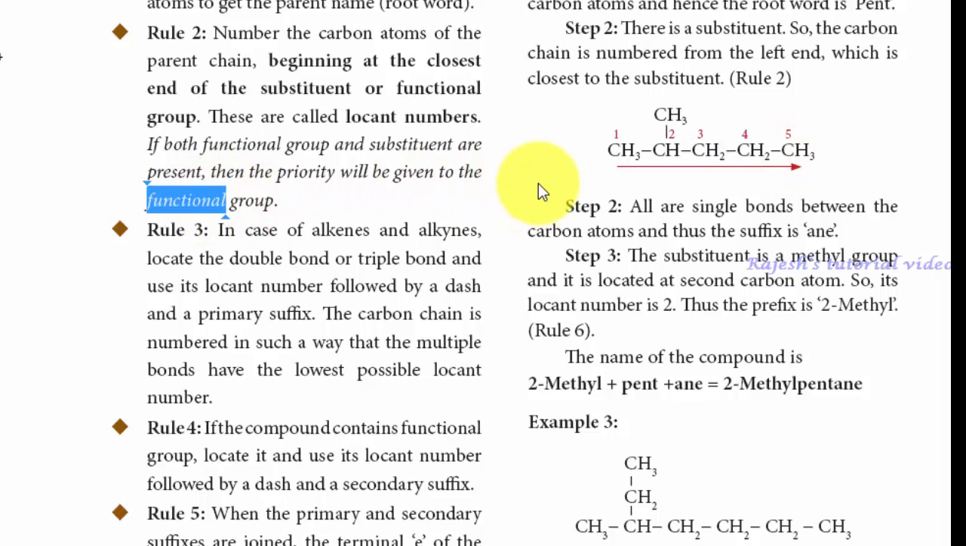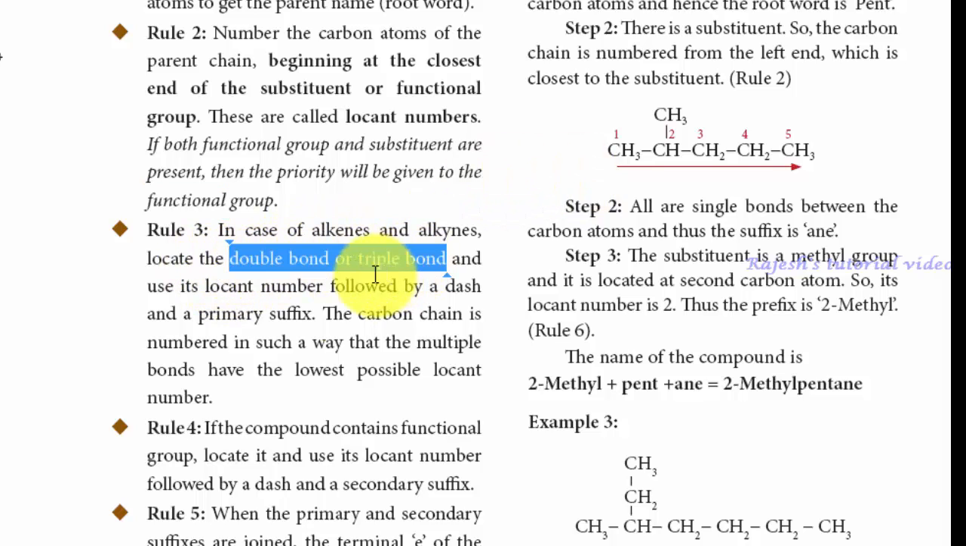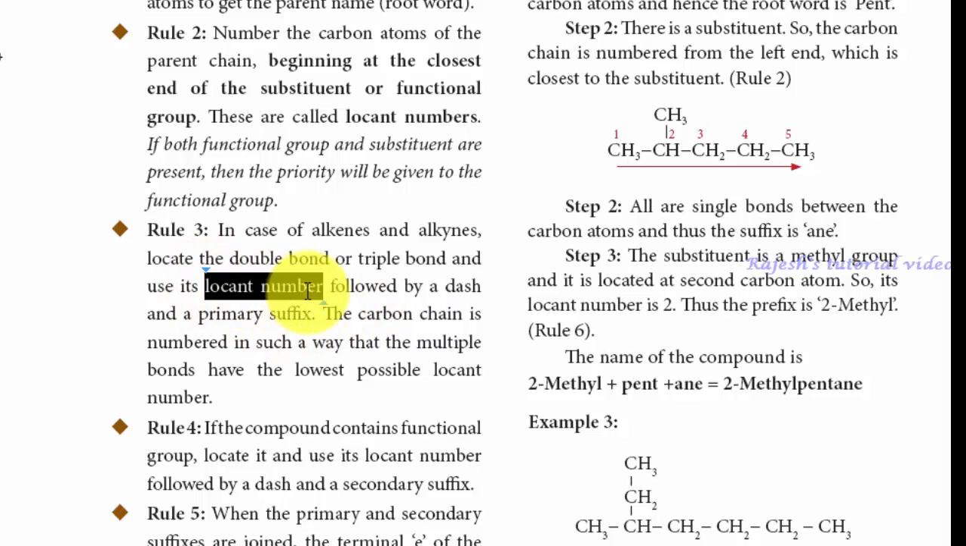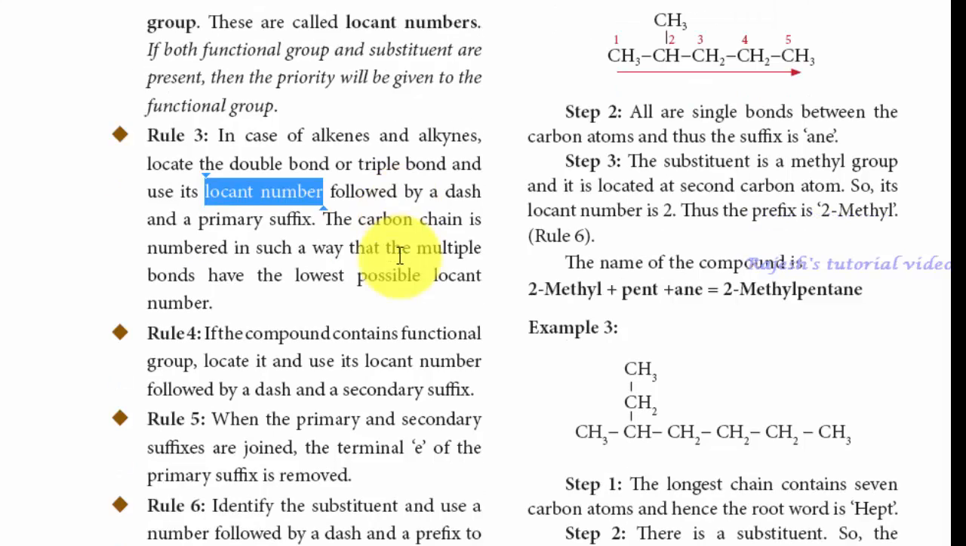If the organic compound is an alkene or alkyne, then you should locate the double or triple bond, then give the locant number. So first you should write the locant number, put a dash and write the primary suffix, that is whether it is an alkene or alkyne. And you should remember that the double or triple bond carbon should get the lowest possible locant number.